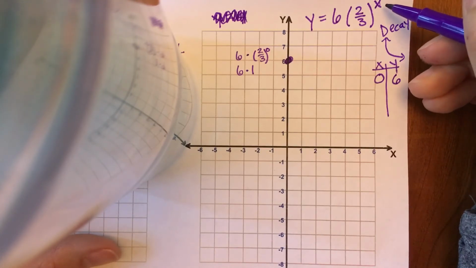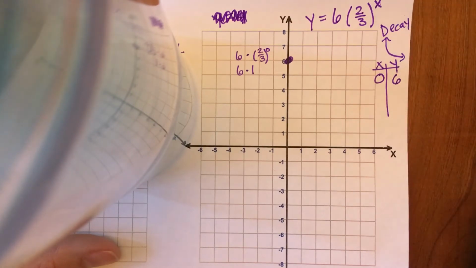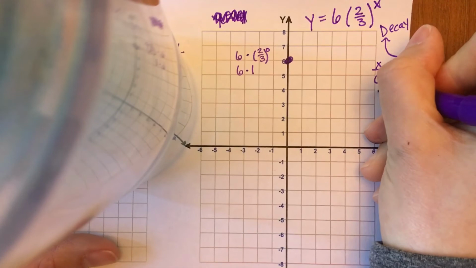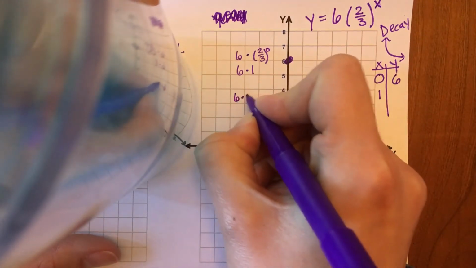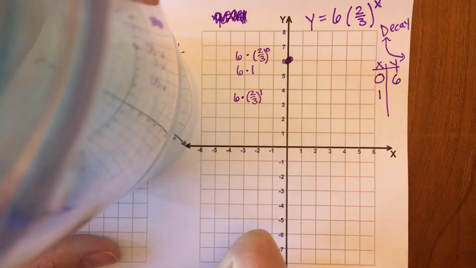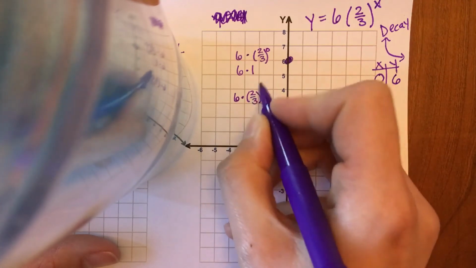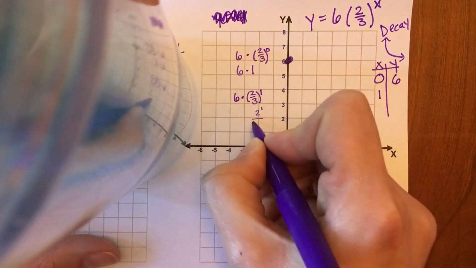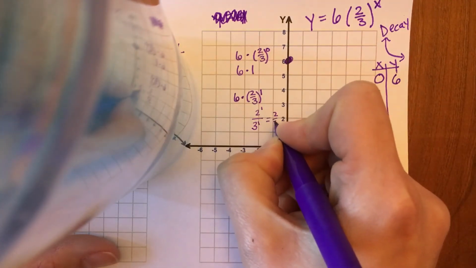And now, again, you can pick any value you want to plug in for x. You could pick a really big number, a really small number. Fractions are fine. I'm going to, again, just choose 1. So when I plug in 1, I would have 6 times 2/3 to the first power. So when I take 2/3 to the first power, that means 2 to the first over 3 to the first, which would just give me 2 over 3.